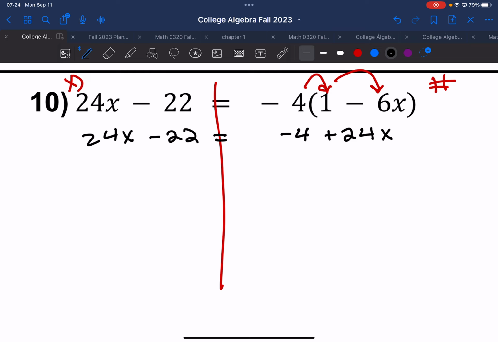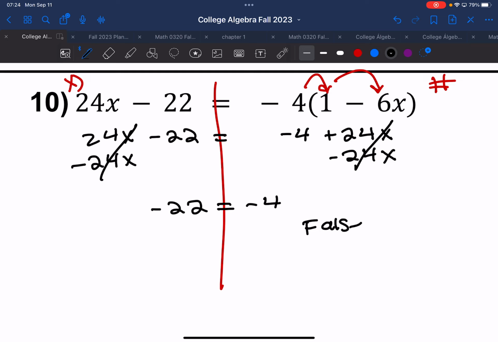So I have everything on the same line. Okay. Once I distribute, what's my next step? Put the x's on the left side. Good, so I'm going to subtract this 24x. And then what happens to my x's? They cancel. So I'm left with negative 22 is equal to negative 4. Is this a true or false statement? False. So since this is a false statement, what do you think my answer is?